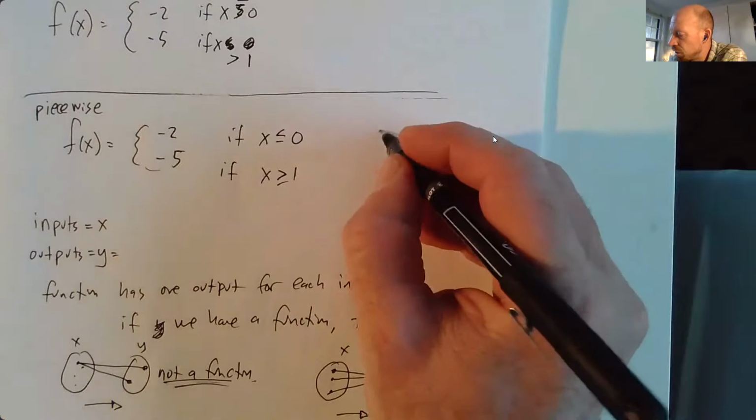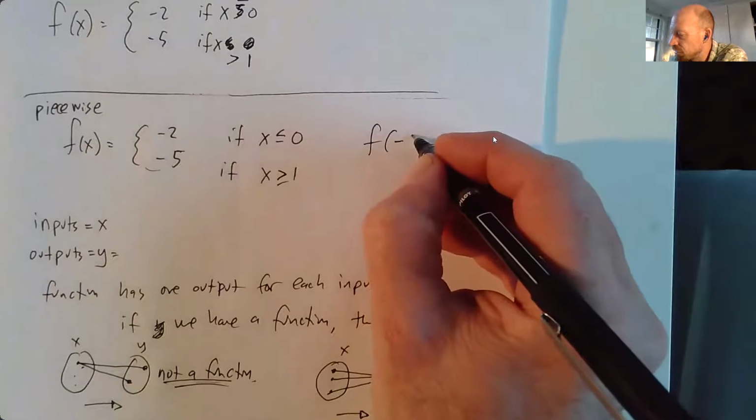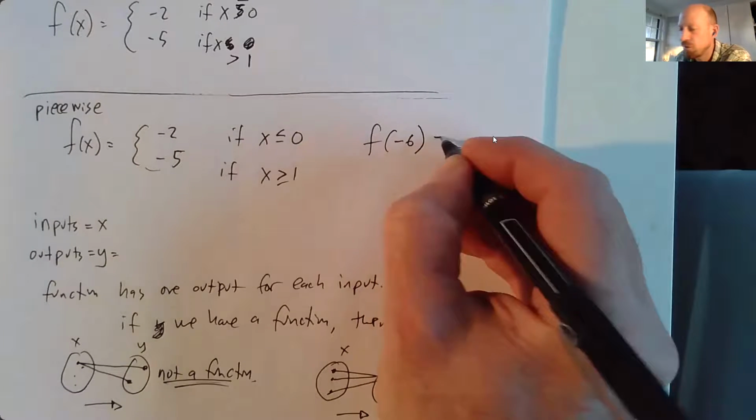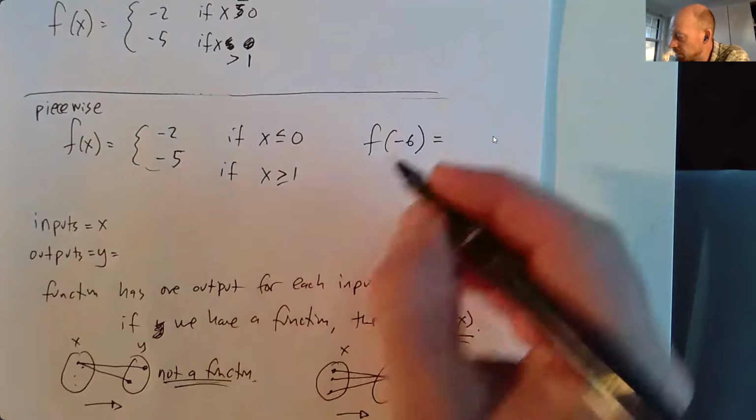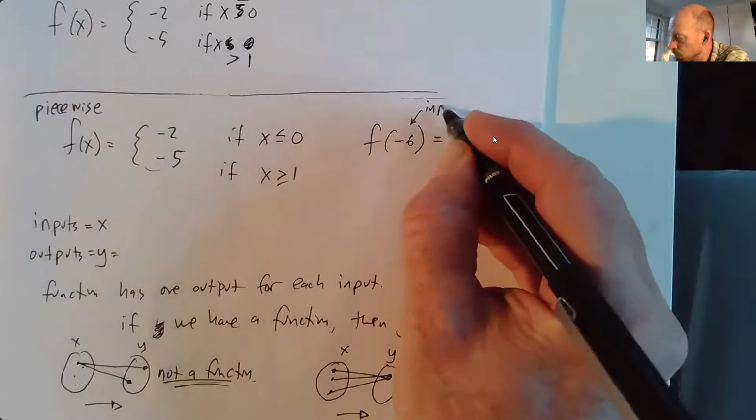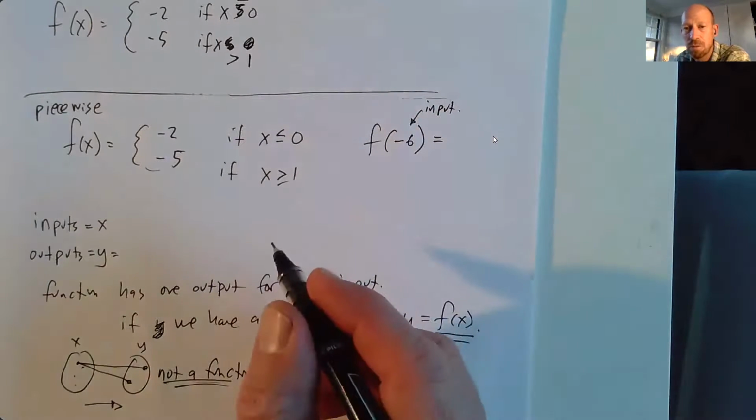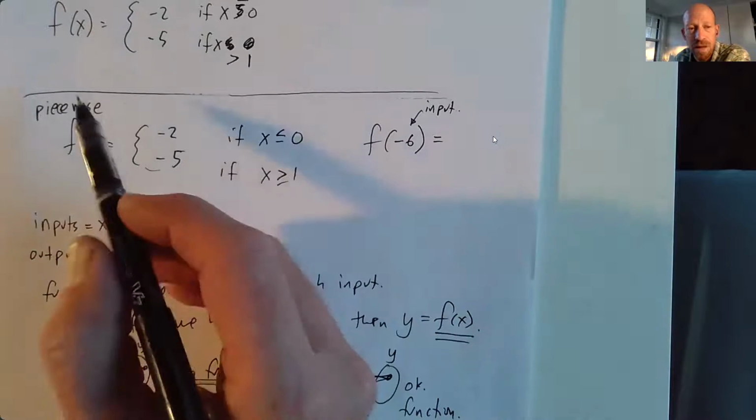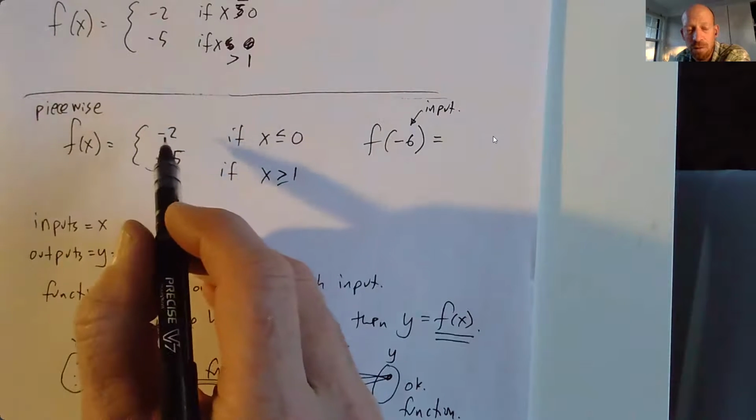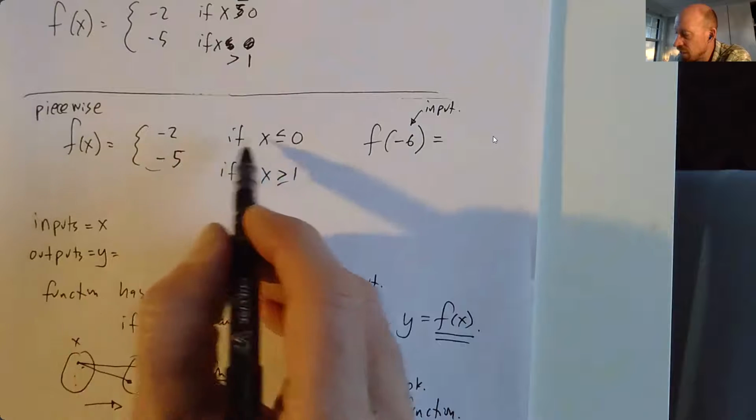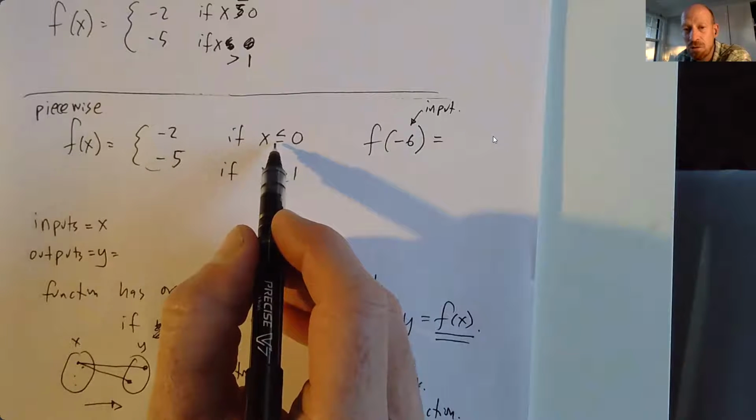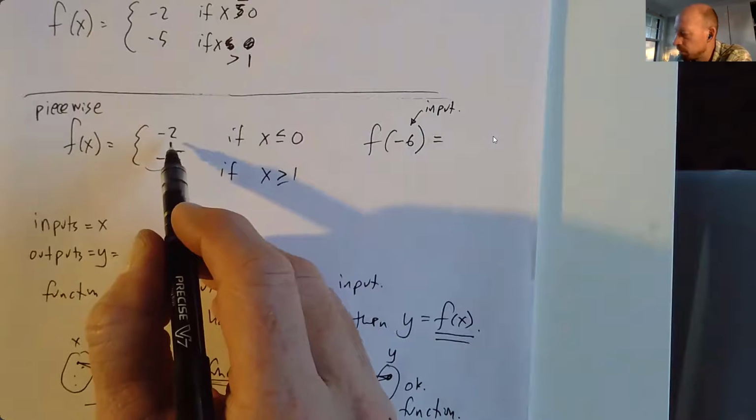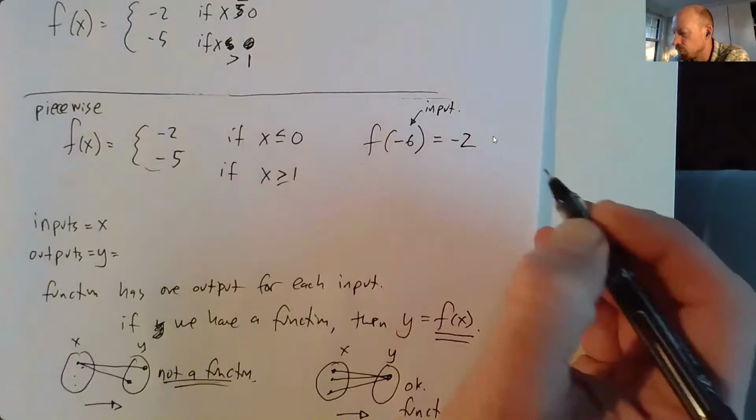So if I put in -6 to my function, so this is the input here, that's the X value, the input. I want to figure out what the output is. The output's determined by this formula. And since the input is less than 0, it's -6, I choose this output, -2.